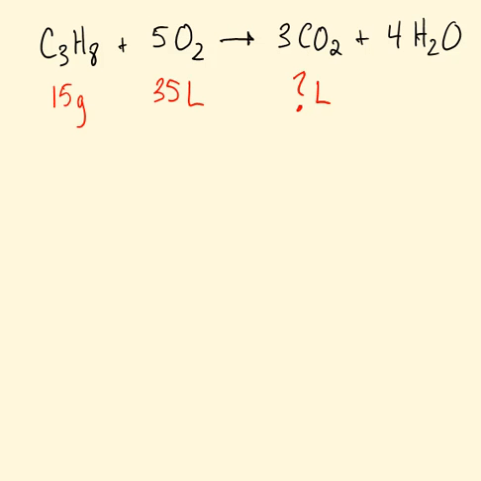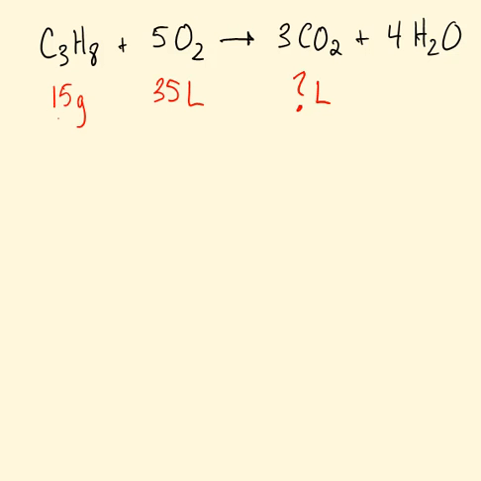Okay, here we have a different problem trying to figure out limiting reactant and theoretical yield. Trying to find the theoretical yield of carbon dioxide in liters, assuming this is all at STP. So we have 15 grams of propane and 35 liters of oxygen. Notice again that the chemical equation is balanced. If it wasn't, you'd balance it before you started. It's already balanced though, so I can just simply convert to moles and go from there.